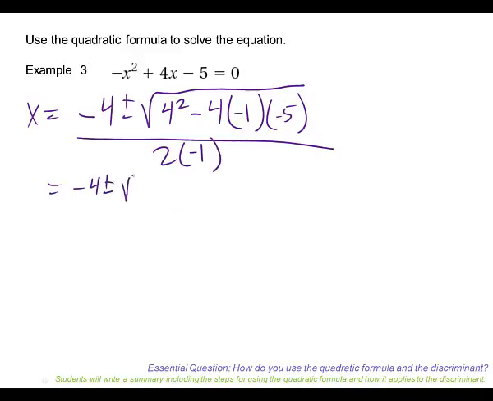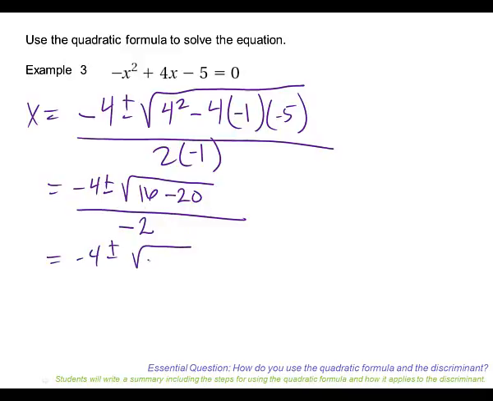Okay, what's 4 squared? 16. Negative 4 times negative 1 times negative 5 is? Negative 20. Good. All over? Negative 2. So negative 4 plus or minus square root of, what's 16 minus 20? Negative 4. All right.